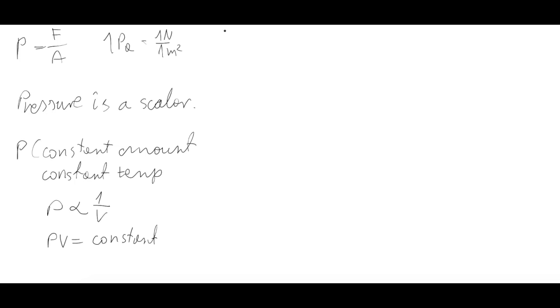A constant value of some sorts. It's important that we state that it's a constant amount of gas and at constant temperature in answering questions about Boyle's law. So the next part of this question is asking us to calculate pressure in a column of liquid.